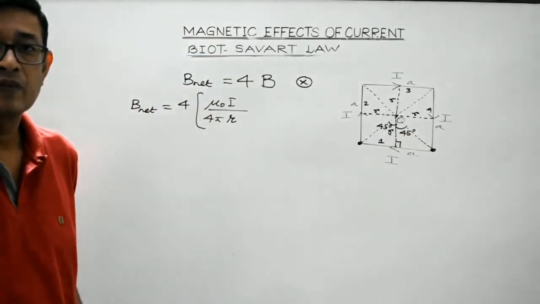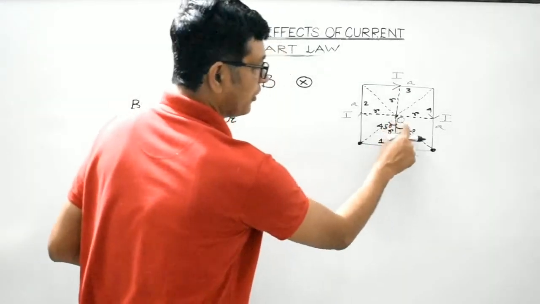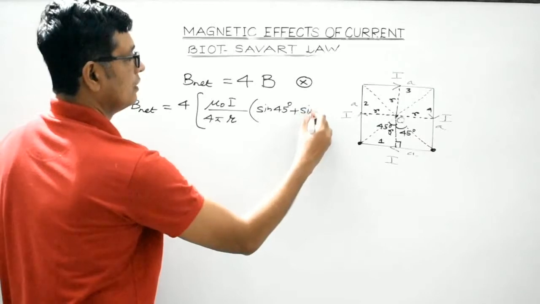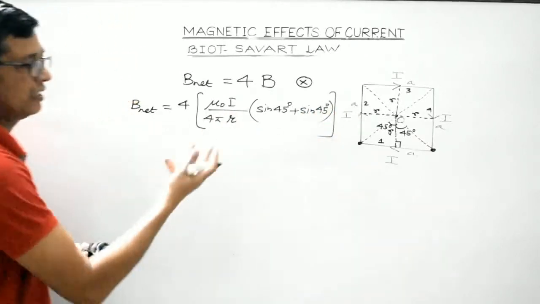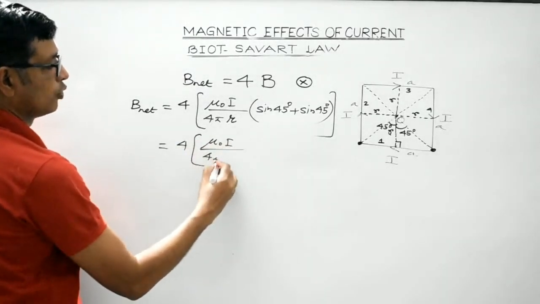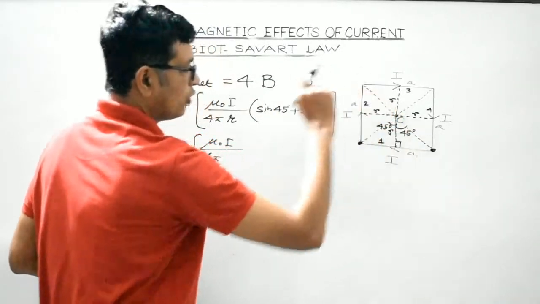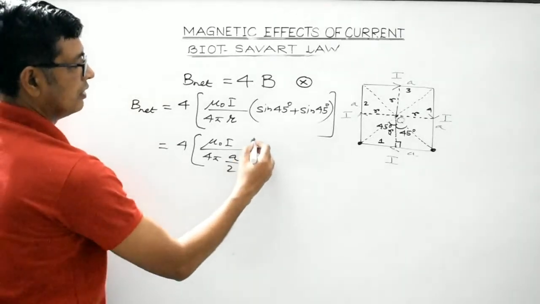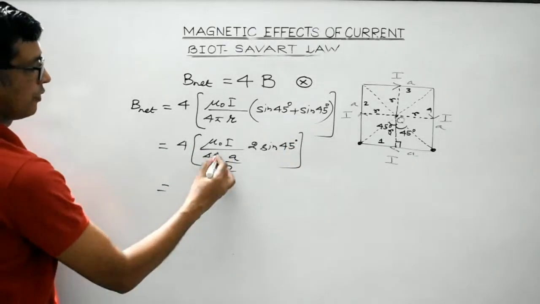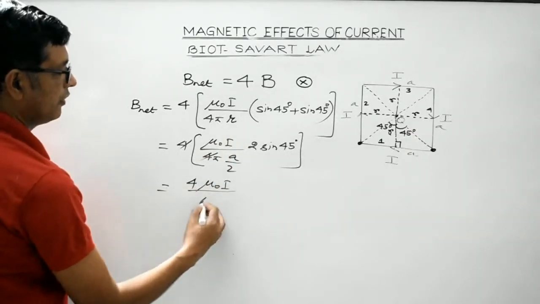Am I clear, students? Diagonals of a square bisect at right angle. So phi 1 is 45 degree, phi 2 is 45 degree. So here we get sine 45 degree plus sine 45 degree. So we can easily solve it. So 4 times mu naught I divided by 4 pi. R needs to be expressed in terms of A. R naturally would be equal to A by 2. Sine 45 plus sine 45 will give us 2 sine 45 degree. So 4 gets cancelled. So what we get is 4 mu naught I divided by pi A.